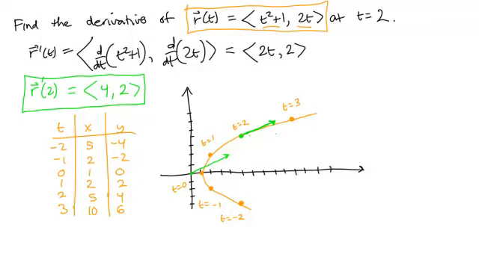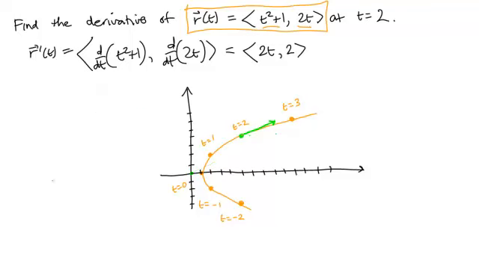Let's try this for another point just to see if this works all the time. What if we instead worked out r prime of -1? So here's our derivative formula. R prime of -1 would be the vector ⟨-2, 2⟩. So let's go down to our curve right here, and let's draw a vector that goes 2 units to the left and 2 units up. That would be this vector right there. And once again, that seems pretty tangent to the curve.